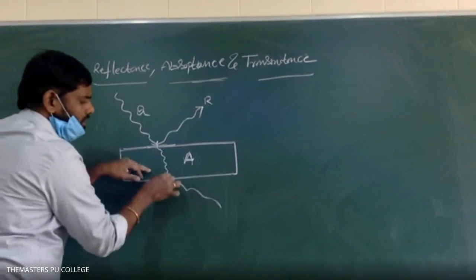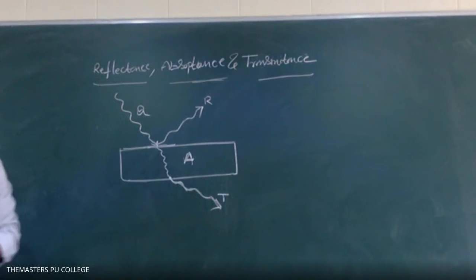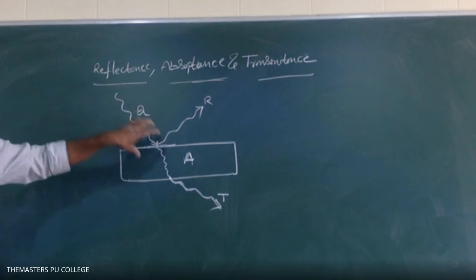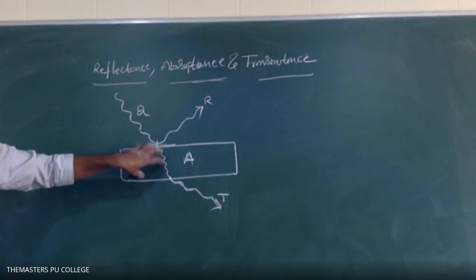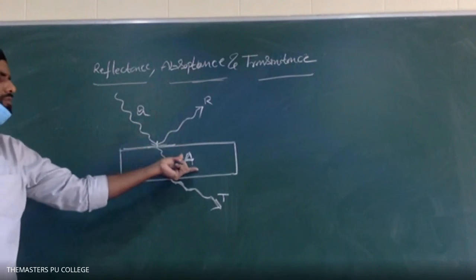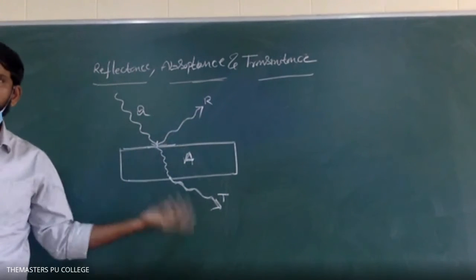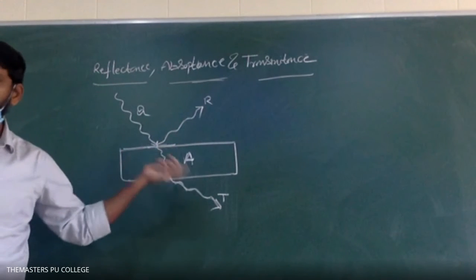The rest of the energy, what will be there? The rest of the energy will be transmitted there like this. Are there any other ways? Look for it. Whenever the energy is incident on this material, then what will happen? This material may reflect some part of energy, may absorb some part of energy, and may transmit some part of energy. Is there any other way? There are only these three ways.